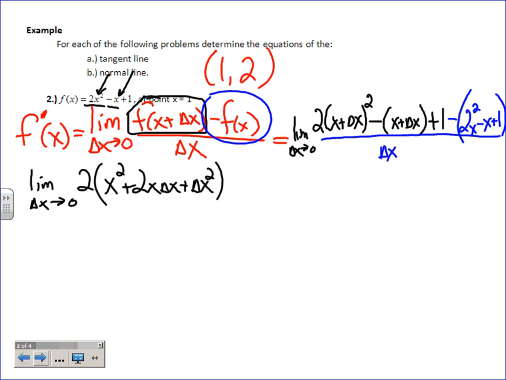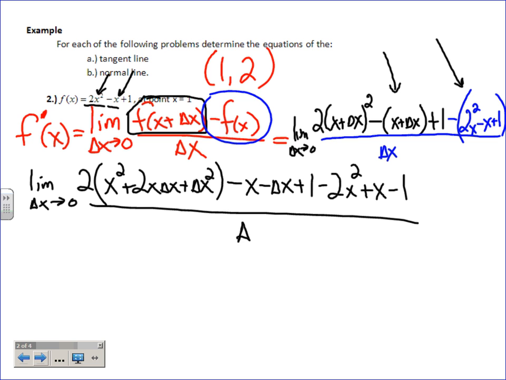What's probably very important on that next piece here? Yeah, distribute that negative. So we've got minus x minus delta x. Did everybody see that? Plus 1. And another thing that's very important is this last part, distributing that negative. So negative 2x squared plus x minus 1. And for sake of room, I hope it's okay if I go in and cheat a little bit.